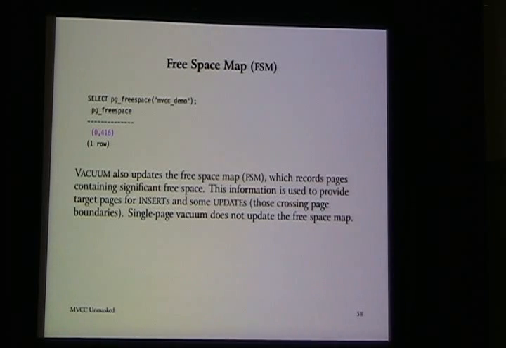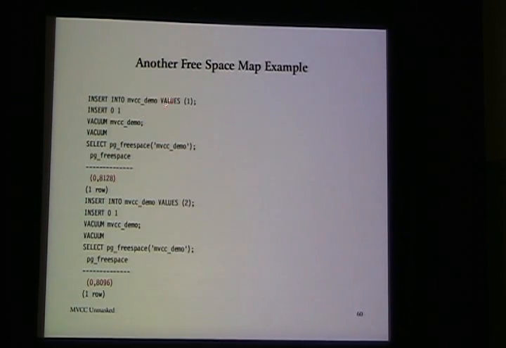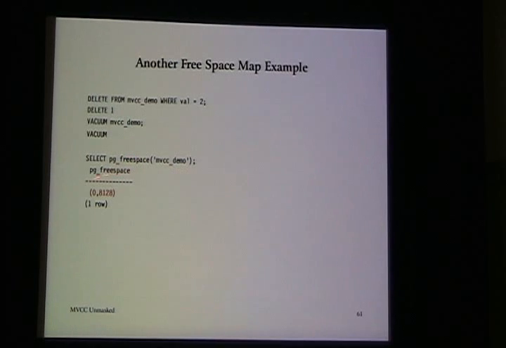Another thing Postgres does is it has a free space map. That helps to tell the system which pages have empty space. Vacuum handles that quite easily. Here's an example where we put a row in a table and look at the free space. You can see every time we insert it goes down, and every time we delete, and then when we vacuum it goes back up again. So it's sort of a way of telling the system where the free space is.